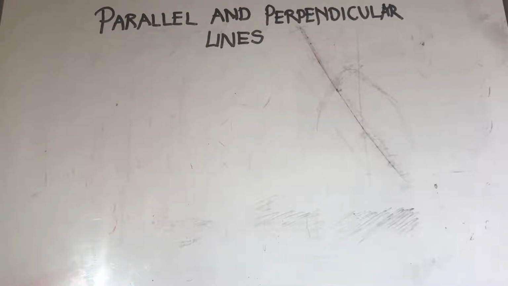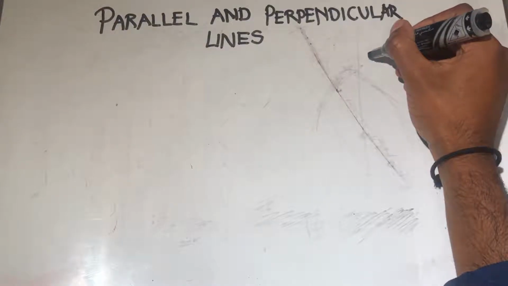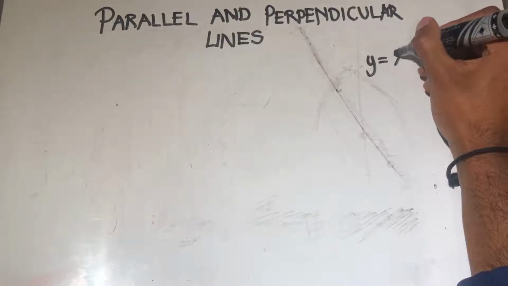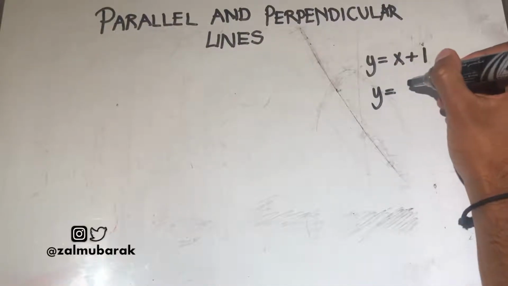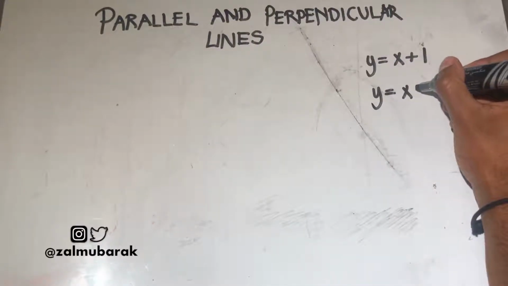Parallel lines always have the same slope. These lines will never intersect. Let's say we have y equals x plus 1, and we have y equals x minus 2.